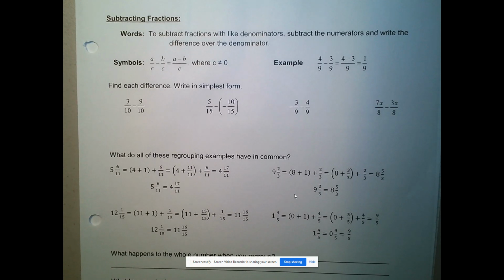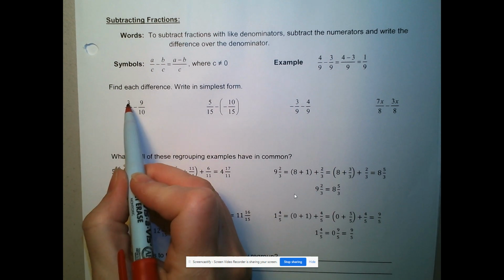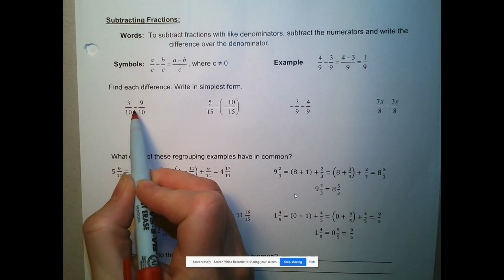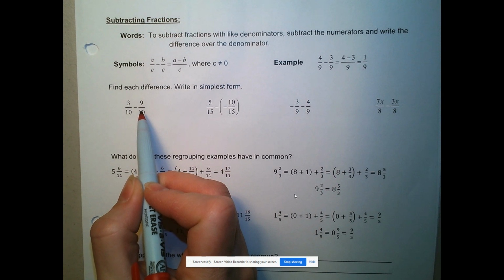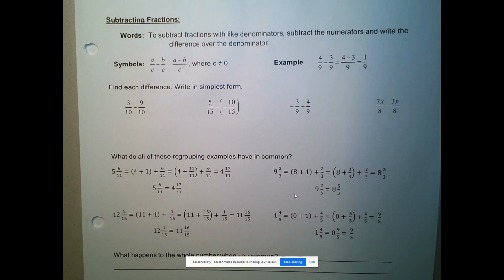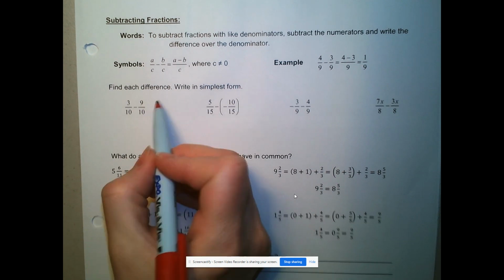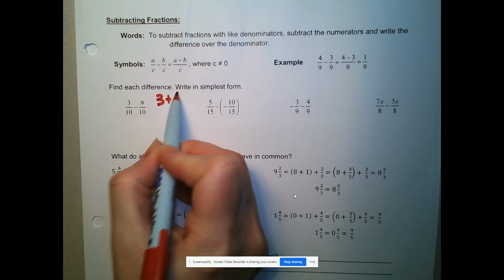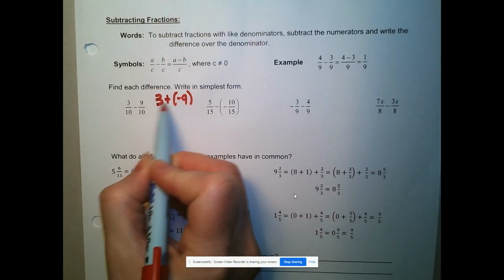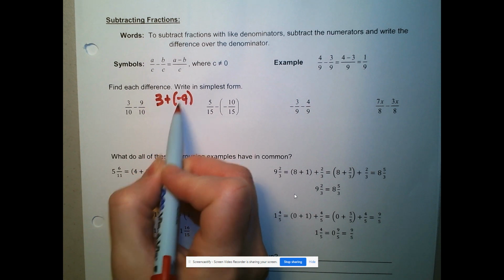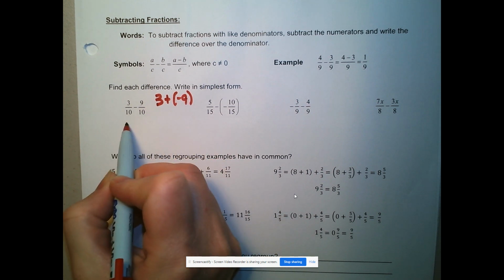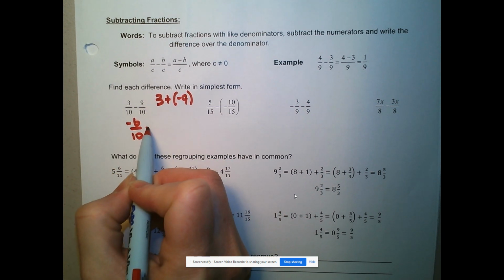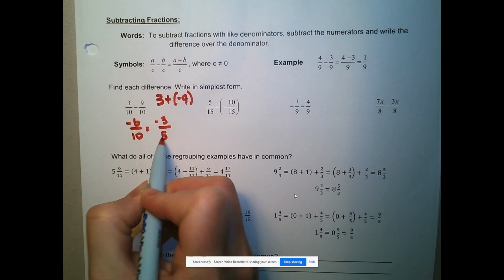All right, subtracting fractions. Same concept. To subtract fractions with like denominators, we're going to subtract the numerators and keep it over that same denominator because we have 3 things that are each worth a tenth. Take away 9 things that are each worth a tenth. We are going to change that subtraction to addition. So it's going to be 3 plus a negative 9. We're going to add the opposite, which is negative 6. So we're going to have negative 6/10. And lowest terms, that would be negative 3/5.